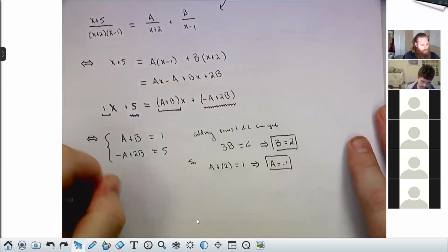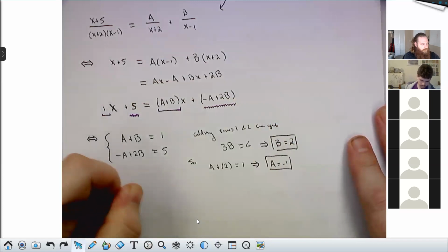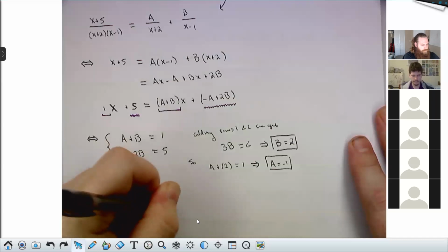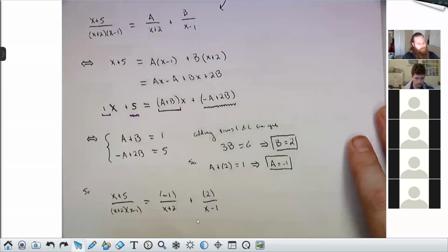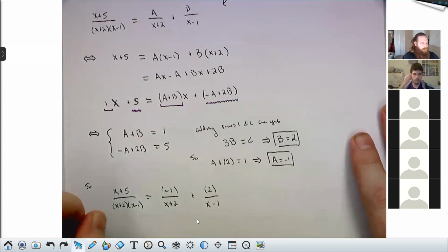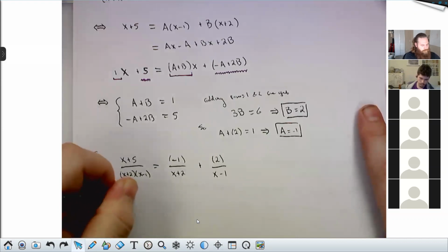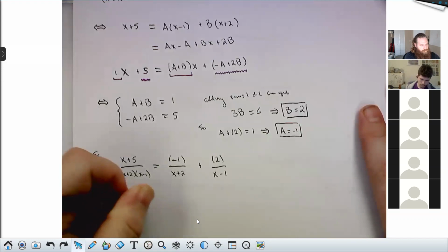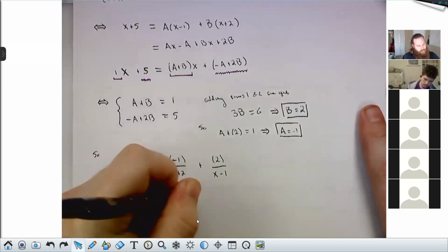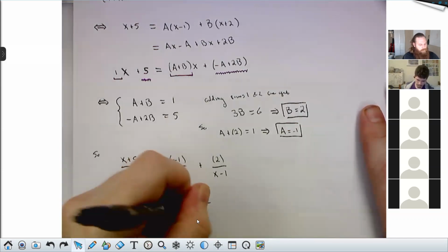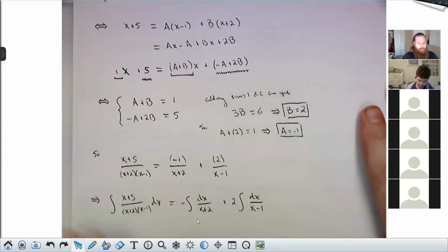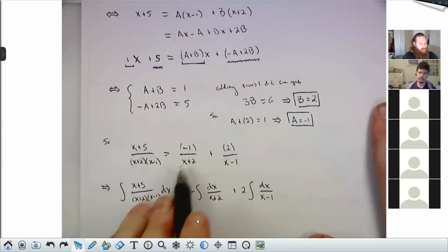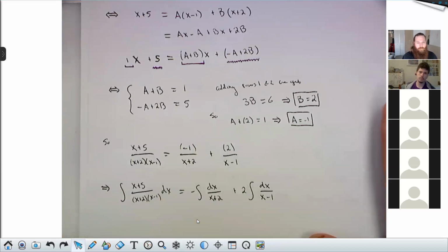So x plus 5 over x plus 2 times x minus 1 is equal to negative 1 over x plus 2 plus 2 over x minus 1, which means the integral of x plus 5 over x plus 2 times x minus 1 dx is equal to negative integral dx over x plus 2 plus 2 times the integral dx over x minus 1. All right, just integrating on both sides. I popped out the constants, split up the integrals in a single step there.